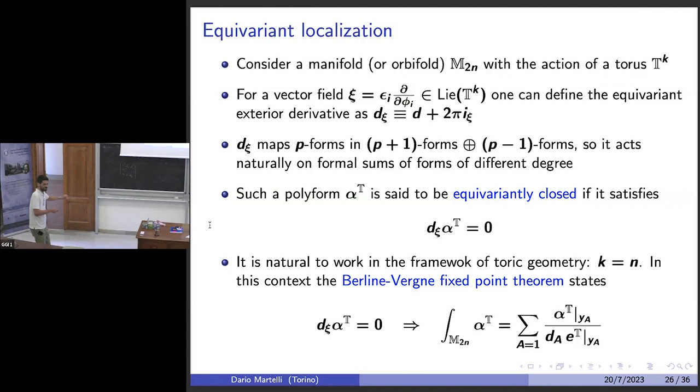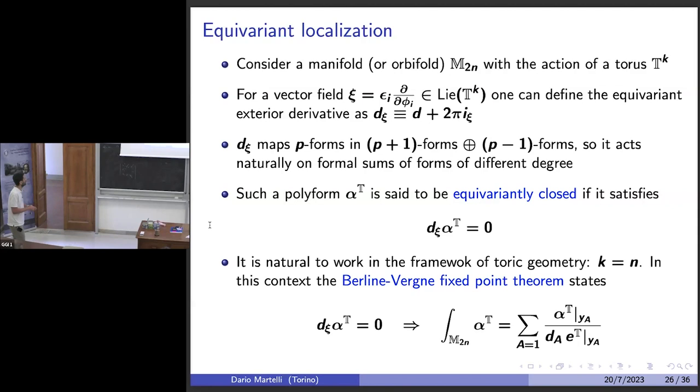Right, so you consider a manifold, or in fact an orbifold, with a torus action. If there is a vector field which lies in the Lie algebra, one can define this twisted or equivariant derivative, which is the exterior derivative plus the contraction with the vector field. This object maps p-forms into the sum of p plus one forms and p minus one forms. So it acts naturally on forms of multi-degree, which are sometimes called polyforms or multiforms, and we denote them as alpha with this t. Such a multiform is said to be equivariantly closed if it satisfies this equation here. So if it's closed with respect to the equivariant differential, one can build some cohomology, but of course I will not need all of that for my purpose today.